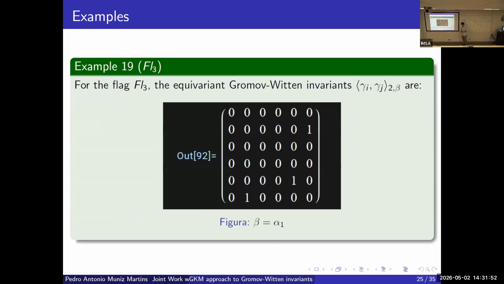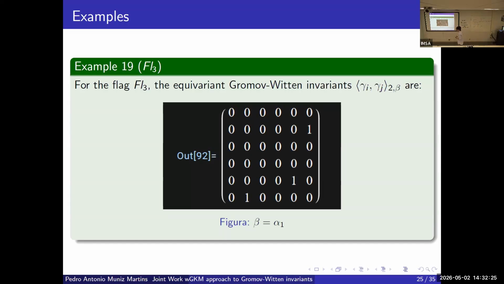Another example, now that we use the software to compute: if you have FL3, that is the maximal flag of A2, right? Yeah, the maximal flag of A2. The Gromov-Witten invariant between gamma_i and gamma_j is equal to this table right here, when beta is equal to alpha_1. What does this mean? The second homology of this flag. Can we go forward? Okay.